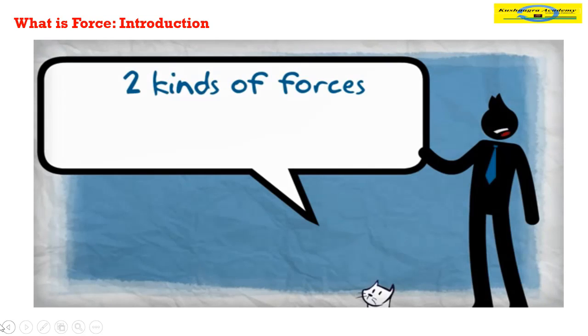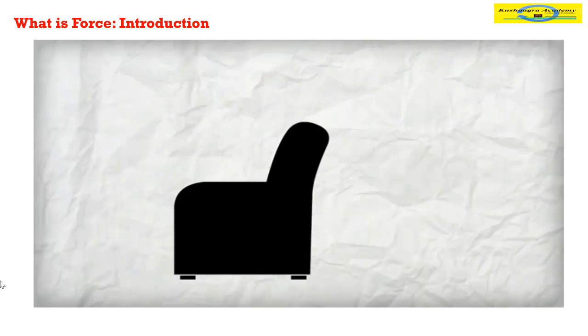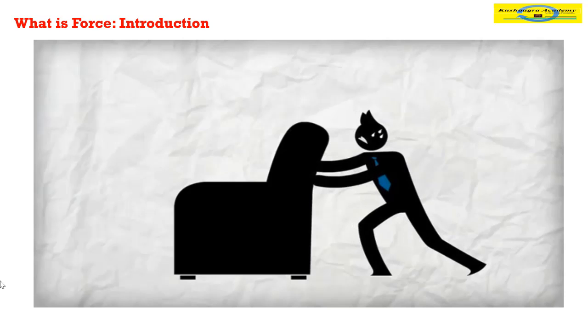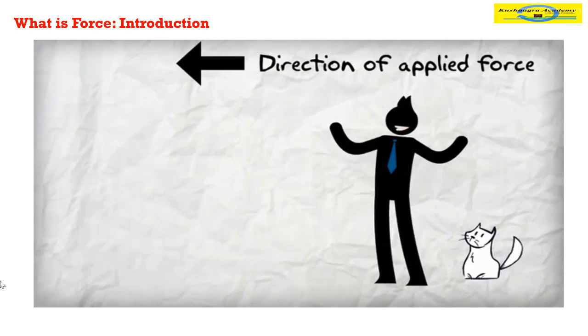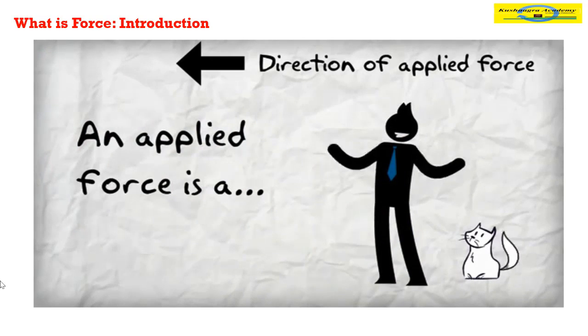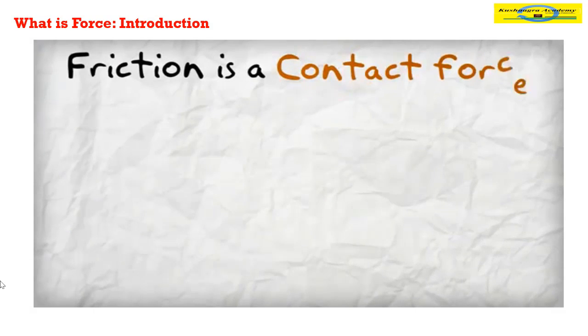There are two kinds of forces, contact force and non-contact force. When we push or pull an object, we have applied force to the object. The object will move in the direction of the applied force. An applied force is an example of contact force. Friction is also a form of contact force.